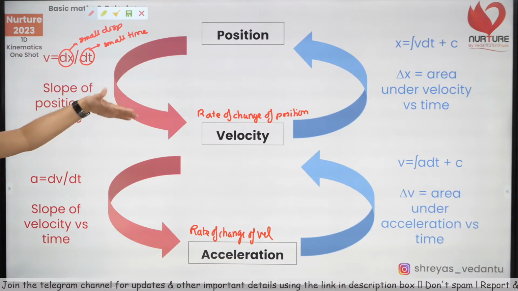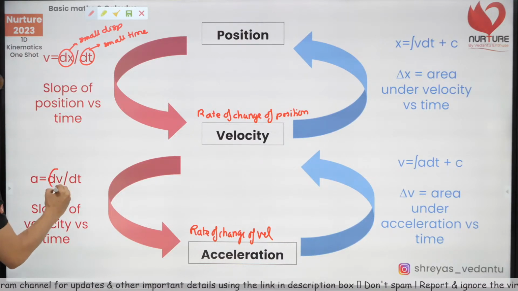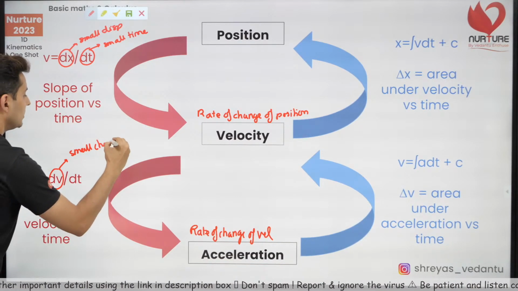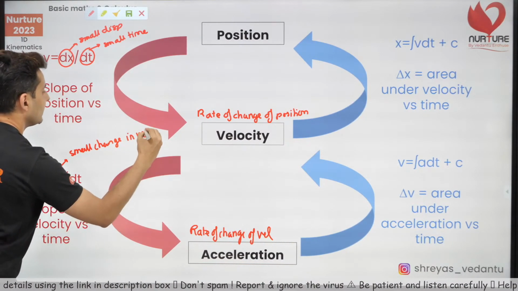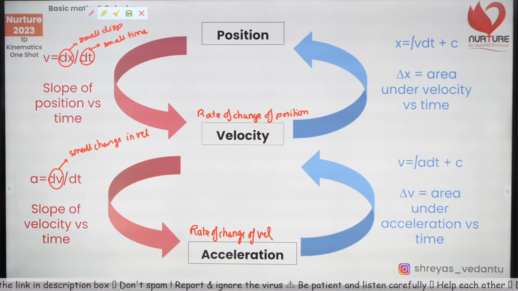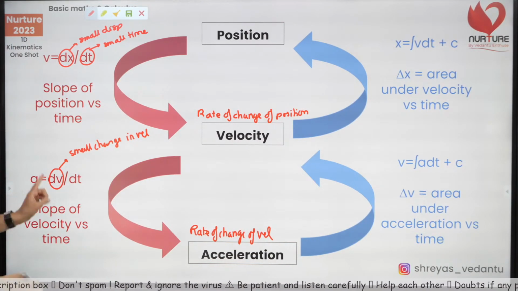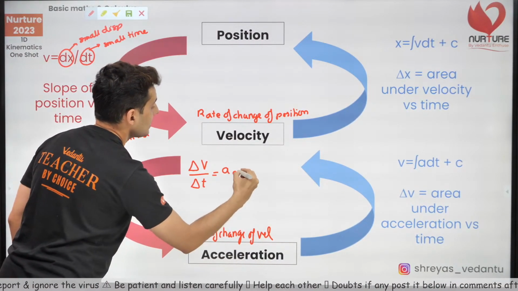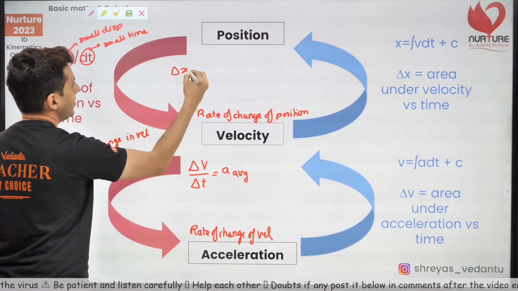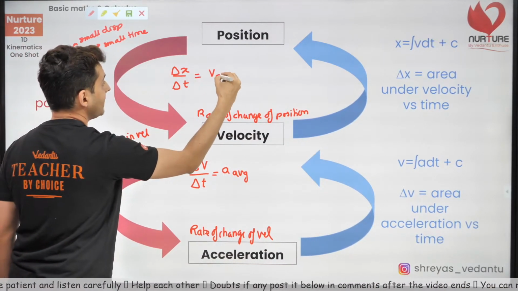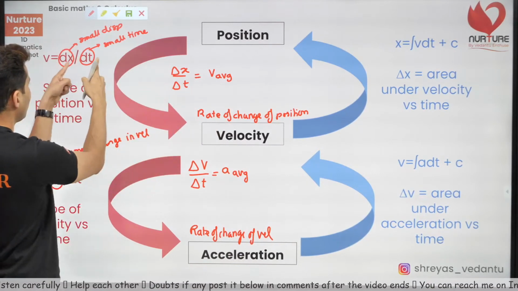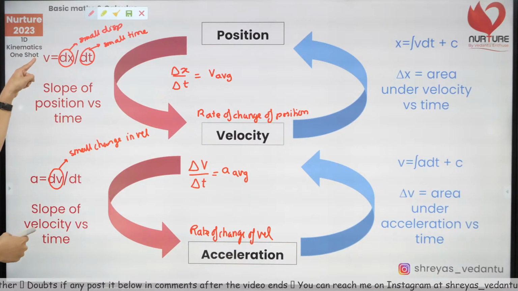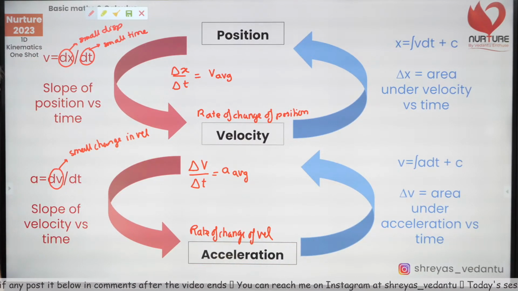And if you know velocity, again taking the derivative, this dv represents small change in velocity. Change in velocity upon time gives you acceleration. This is instantaneous value. Remember, when I write delta v by delta t, that acceleration is average. When I write delta x by delta t, that velocity is also average. When I reduce this time to dt, this delta also becomes dx. That gives you instantaneous velocity. Here it gives you instantaneous acceleration.